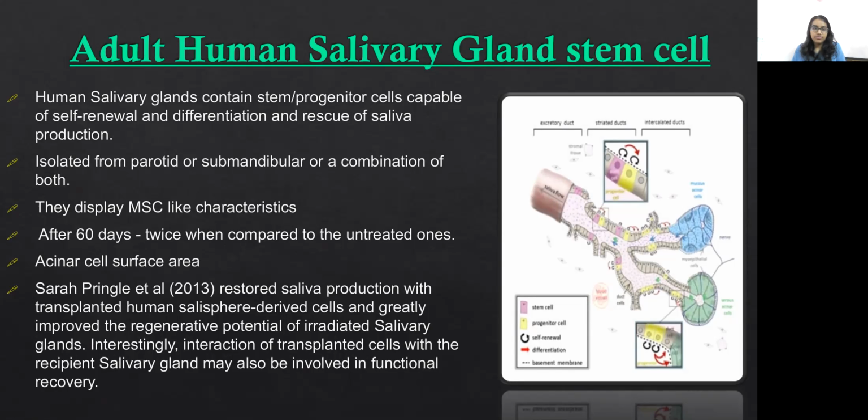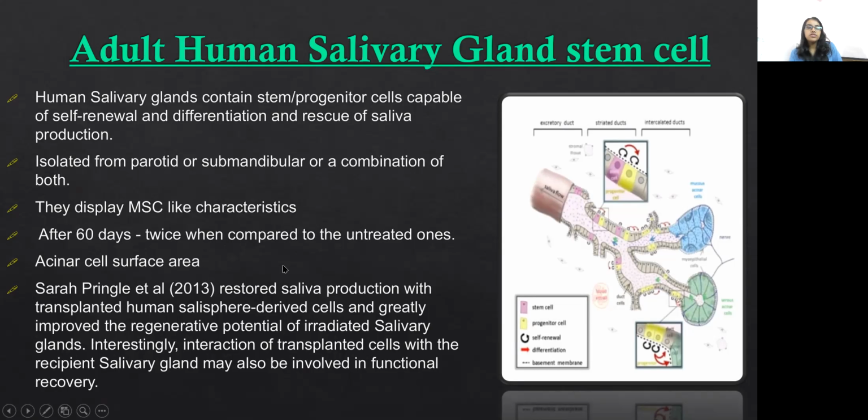to mesenchymal stem cells. These cells were compared to the untreated ones, meaning people who were not treated with any other xerostomia substitutes were taken up for the research or clinical trials. The type of salivary gland cells produced by these stem cells are acinar cells.